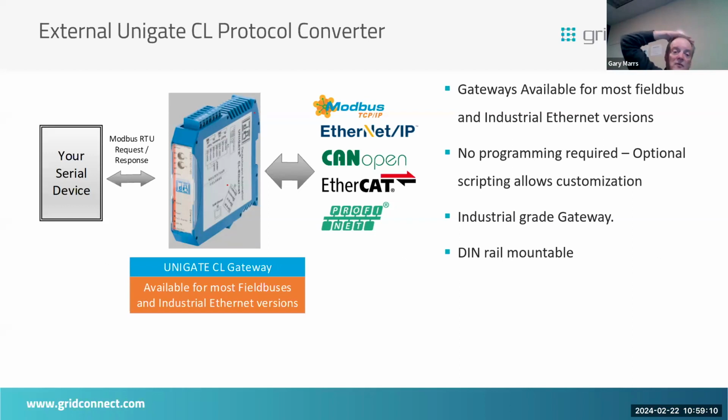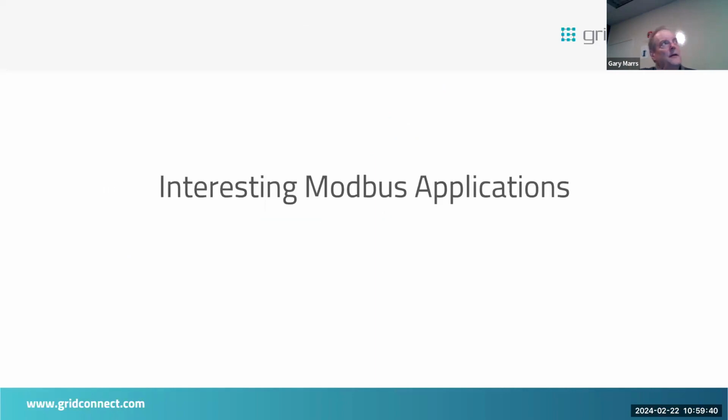If you have custom requirements or unique features that you need to support, there's a scripting language that you can write, or Deutschman can write it for you. But it's an industrial grade gateway. It's thin rail mountable, and you can take your Modbus RTU device and be on a modern network probably within days using this gateway.